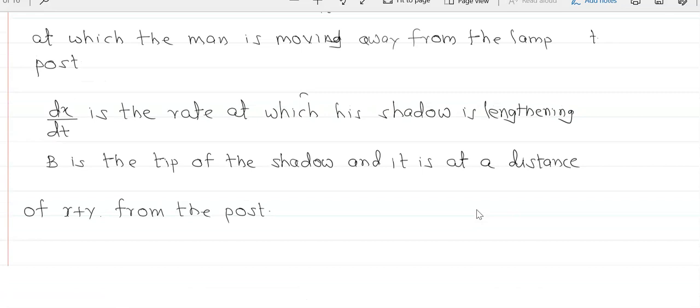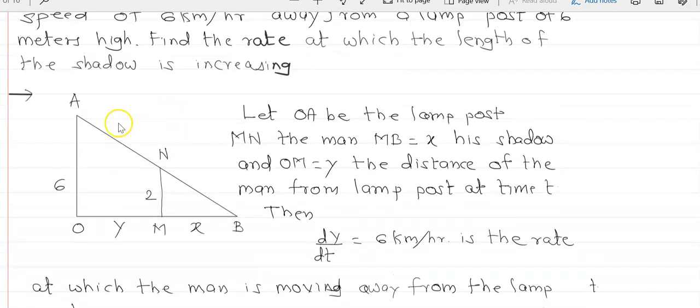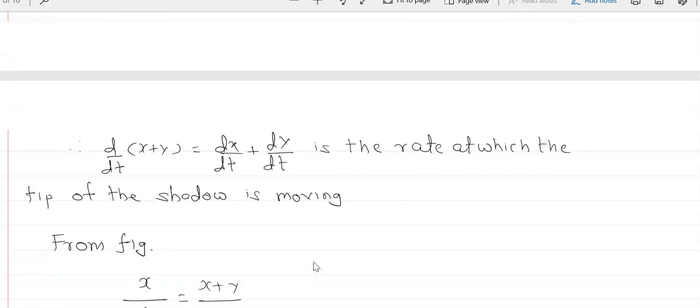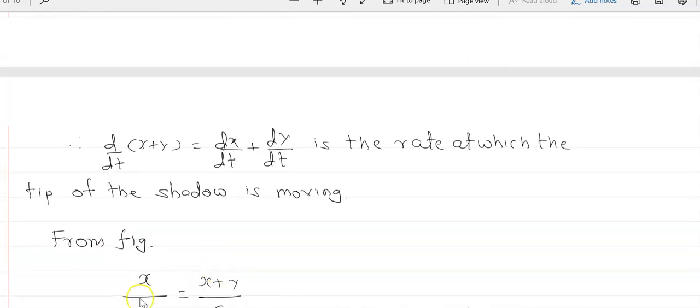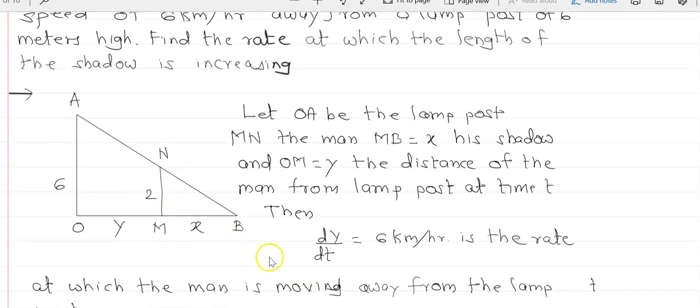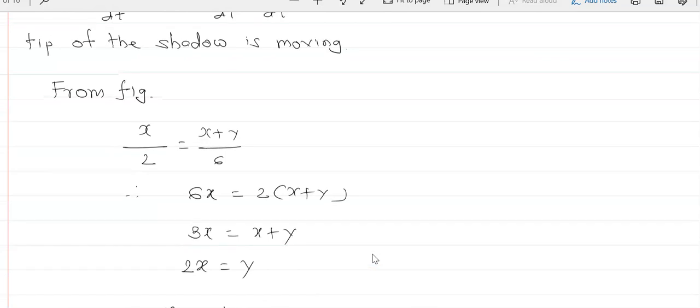Now from the figure, these triangles, that is triangle AOB and triangle MNB, with sides x upon 2 and x plus y upon 6, are similar. Their corresponding sides are in proportion. Therefore, x upon 2 is equal to x plus y upon 6, and that's why you will get 6x is equal to 2 times (x plus y).